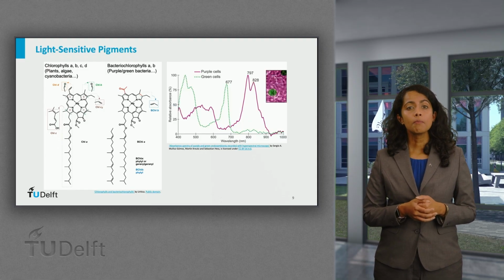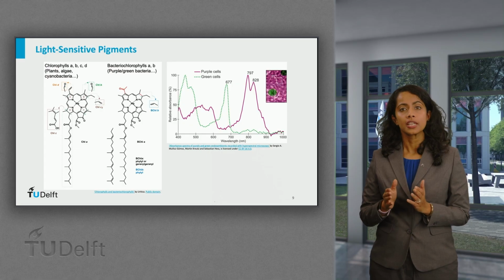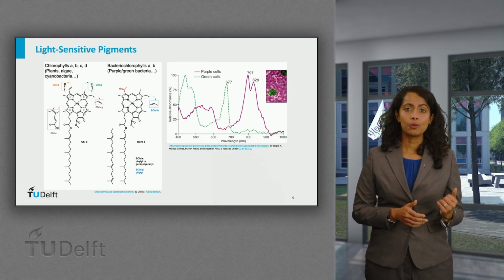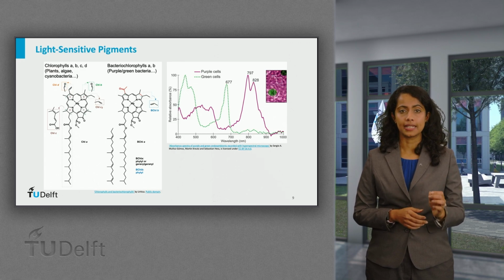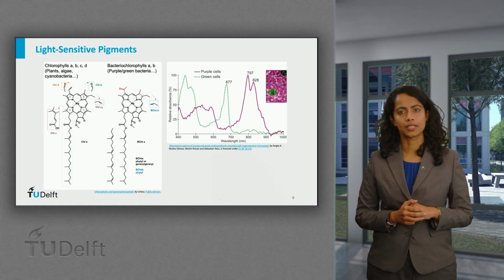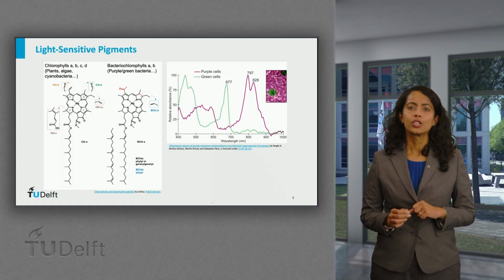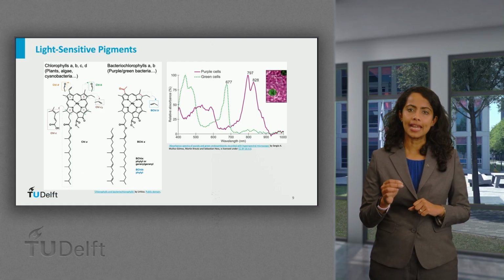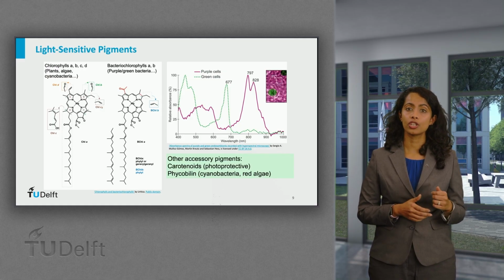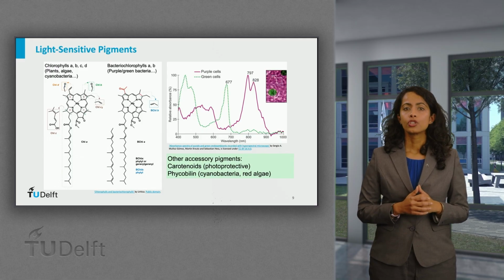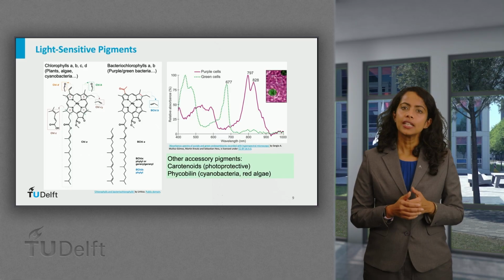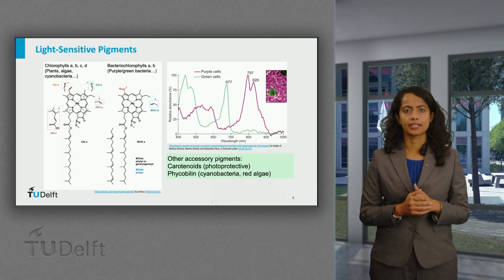The graph here compares the relative absorption spectra between purple and green cells, with the green ones showing two peaks for absorbance, that is, at 450 and 680 nanometers, while the purple cells show peaks for absorbance around 800 nanometers. Other accessory pigments, such as carotenoids and phycobilins, show further diversity in light-sensitive pigments that allow for further ecological niches for these organisms.